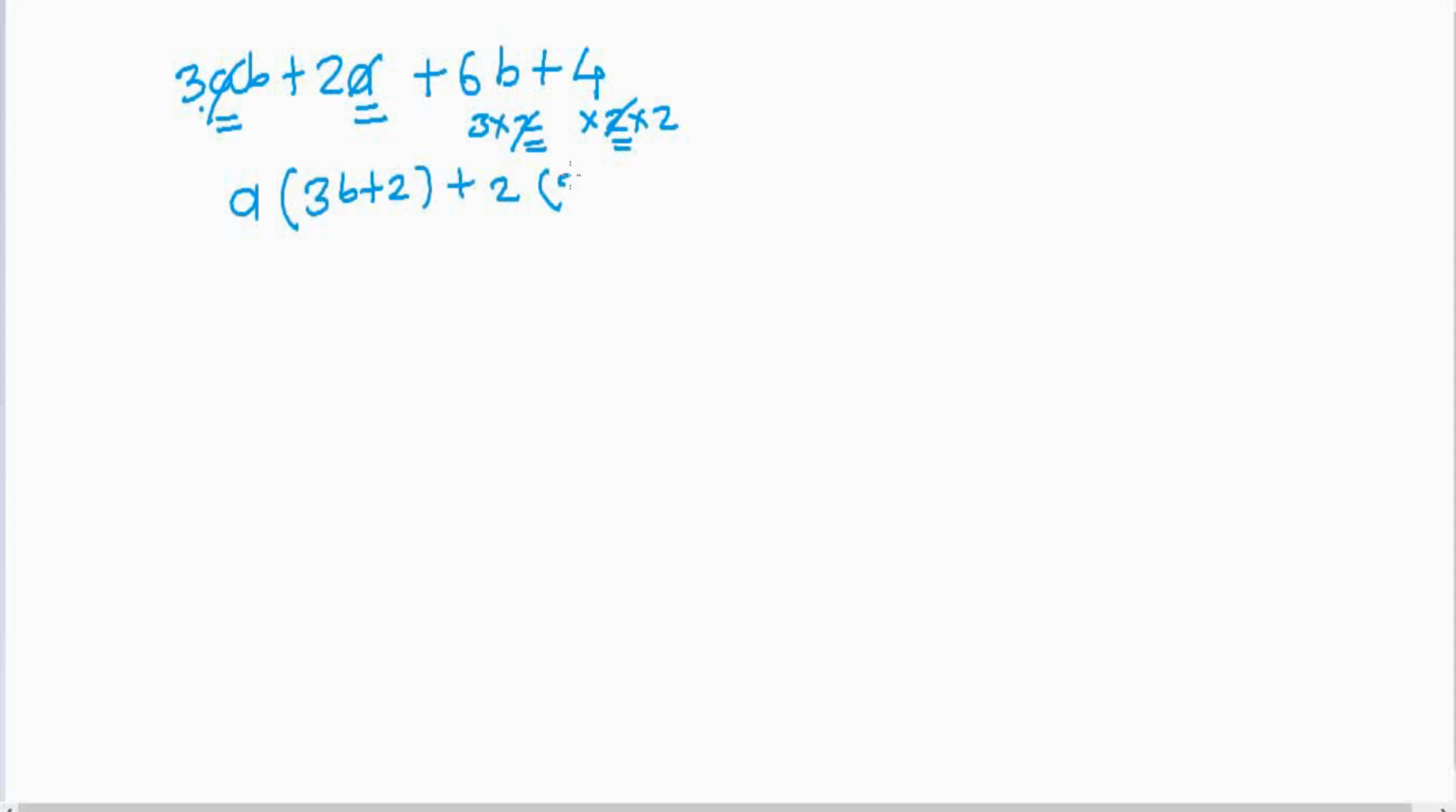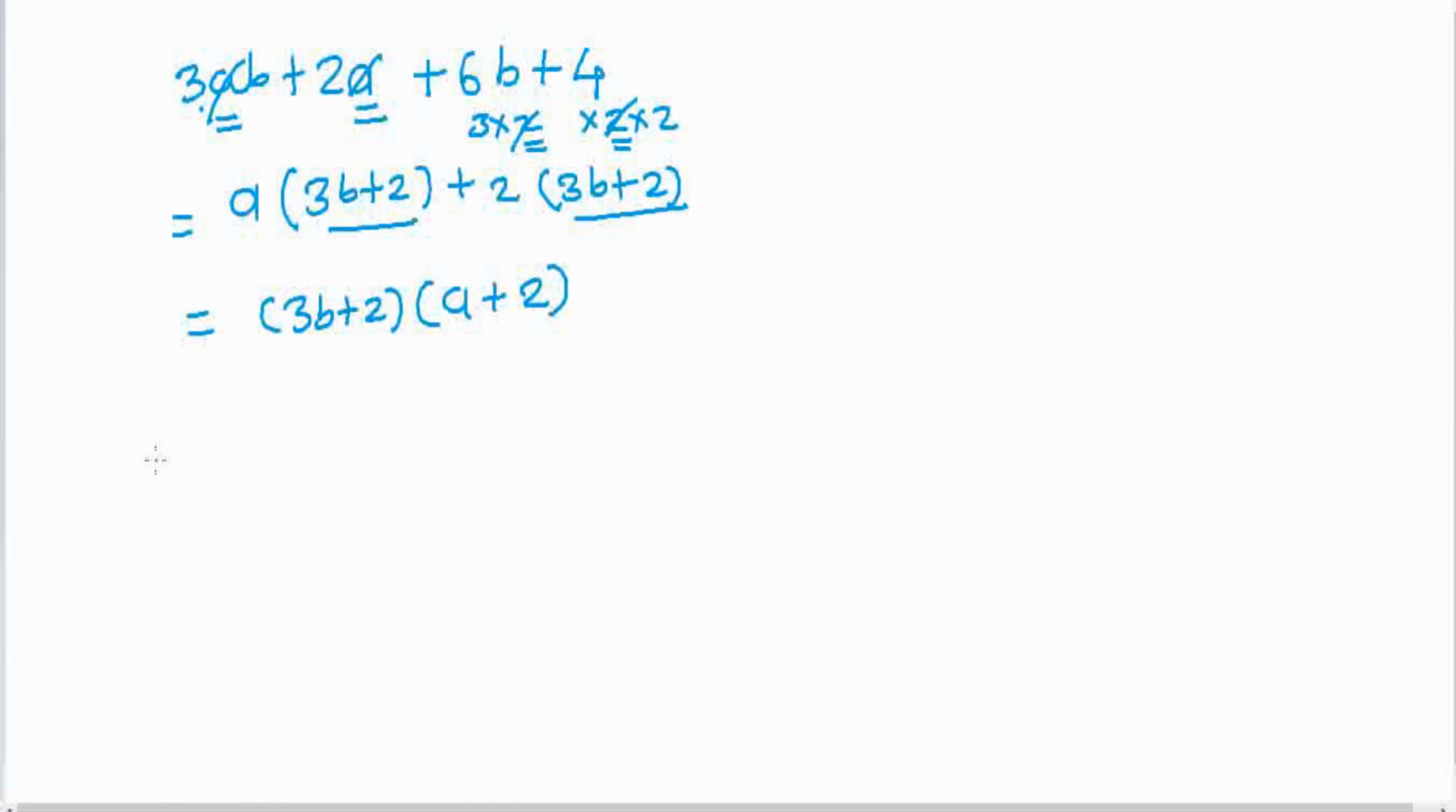3 remains. So 3 plus 3b plus 2, and again 3b plus 2 is similar to both these terms. So let us take that common, 3b plus 2, and the remaining term is a plus 2.